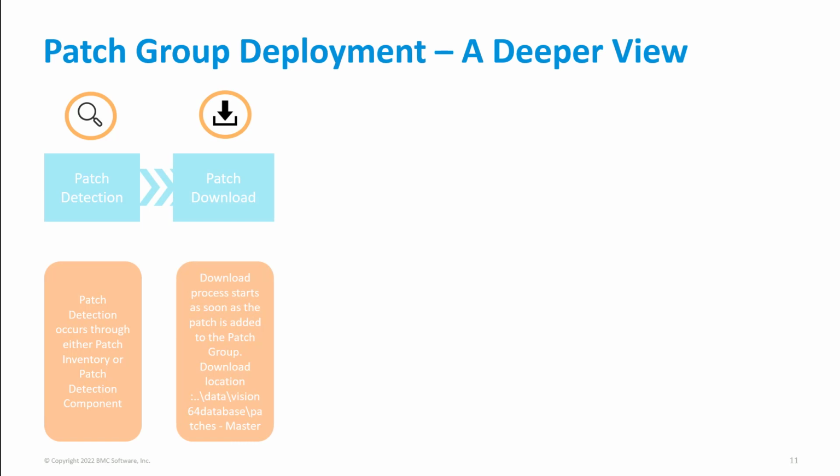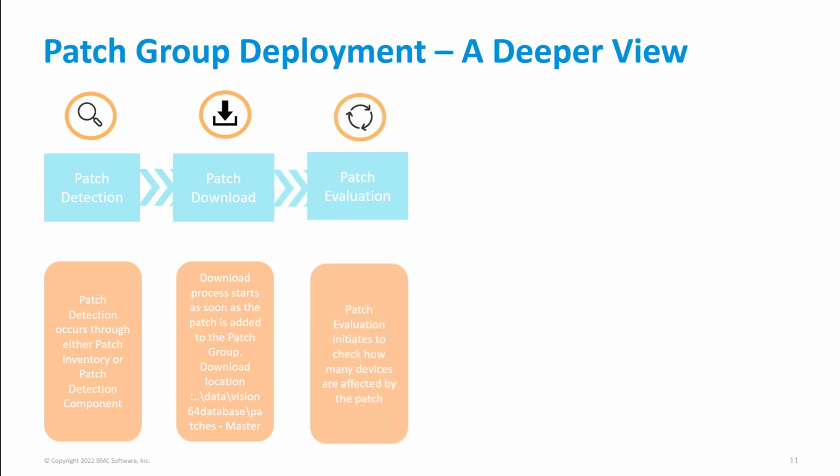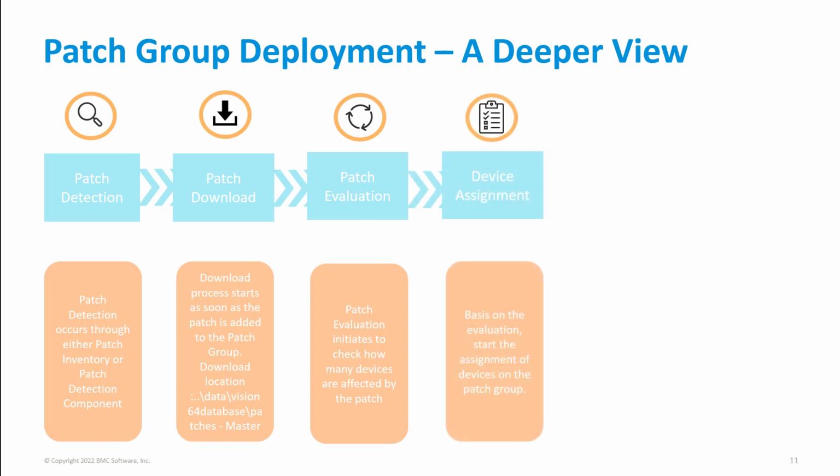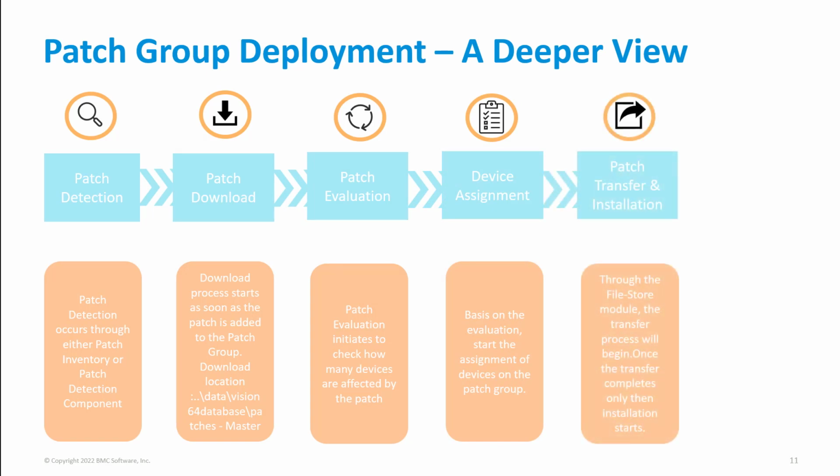As soon as these patches are added to the patch group, download for all begins. By default, these patches are downloaded to the master's installation directory at Data Vision 64 database patches. The patch module then begins an evaluation to determine how many devices are impacted by these patches. Later, we start assigning devices to the patch group based on the evaluation. Once the devices are activated, the next step is device requests for a missing patch from the patch manager. Patch transfer process initiates and the status changes to transfer in progress. When all these patches are transferred successfully, only then the installation will start.